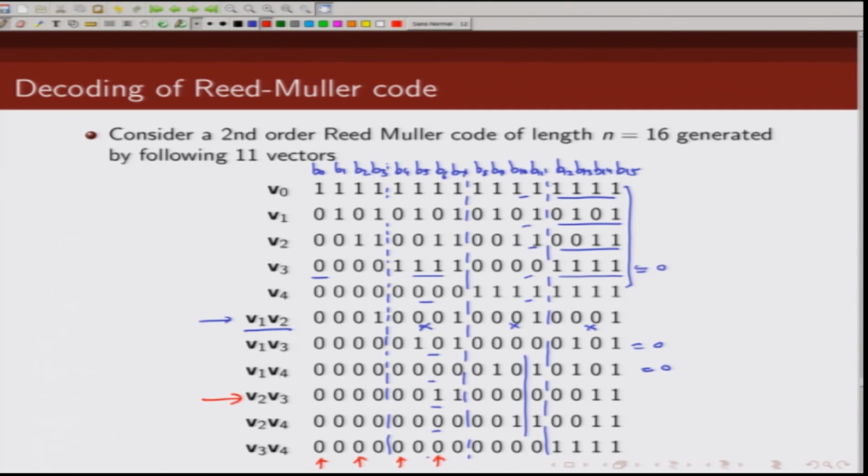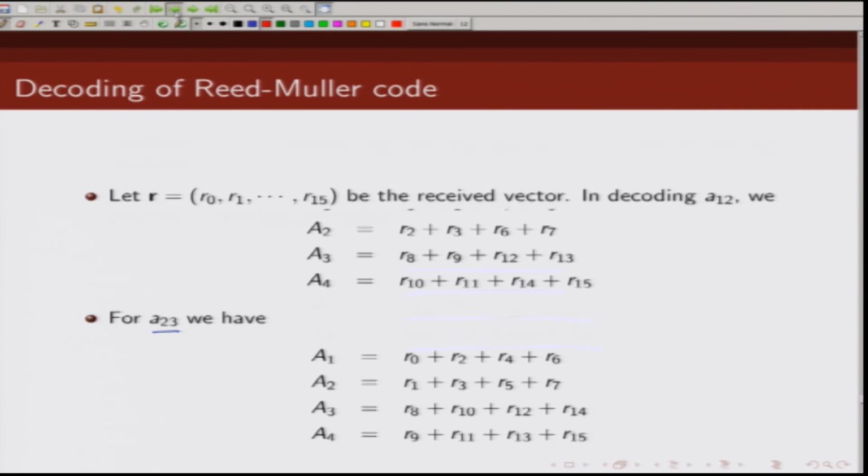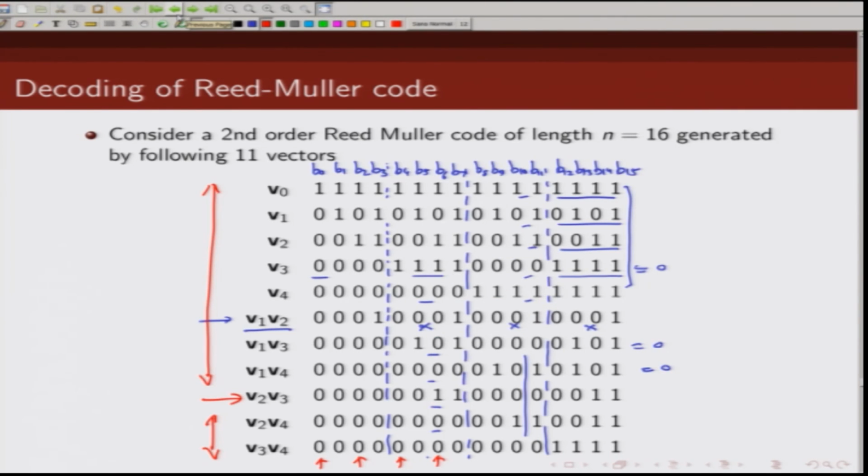So, you can see all rows will give me 0 except this particular row, and the same thing I can repeat for the second row, 4th row, 6th row and 8th row. I will get the same information. Now, let us say I look at this row, this row, this row and this row.